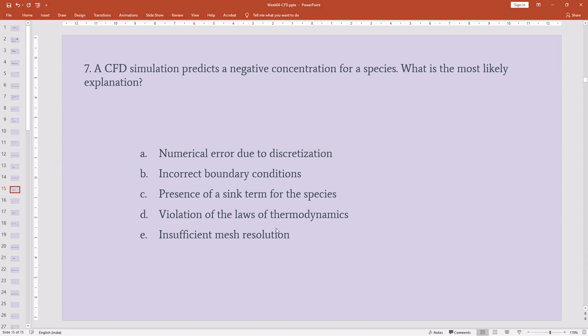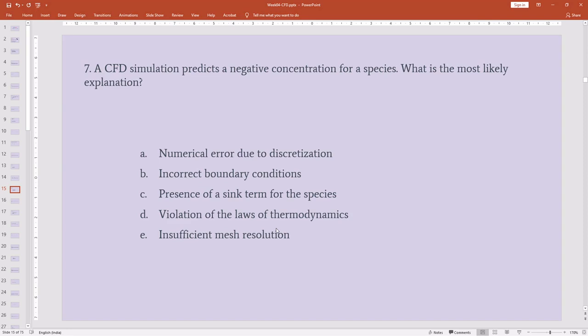Next question. A CFD simulation predicts a negative concentration for a species. What is the most likely explanation? So we have done a simulation for a species transport problem, and after solving, we got, in some areas of the domain, a negative concentration for a species. So what may be its possible cause?